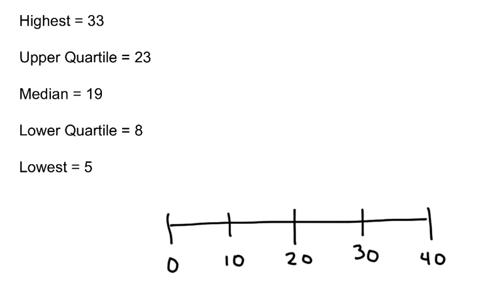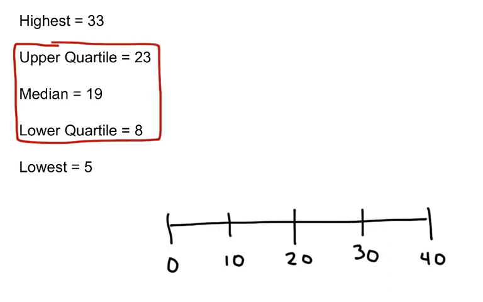The box part of the box plot goes from the upper quartile to the lower quartile. So from 23 to 8. So if I look at my graph and see where 23 would be and where 8 would be, the box on my box plot goes between those. And then we draw a line in at the median, which is going to be at 19.